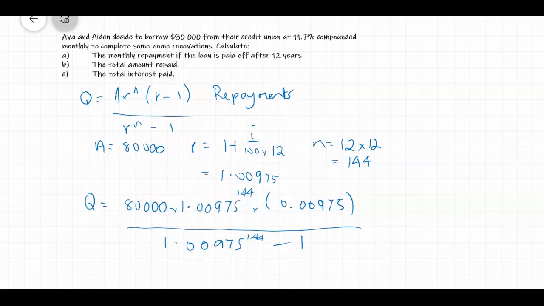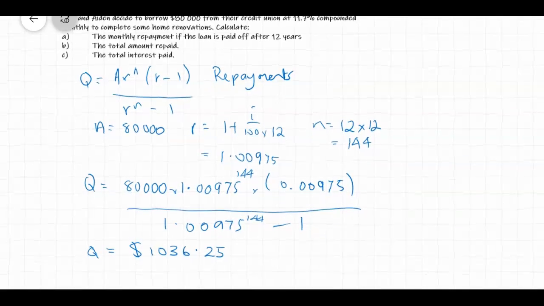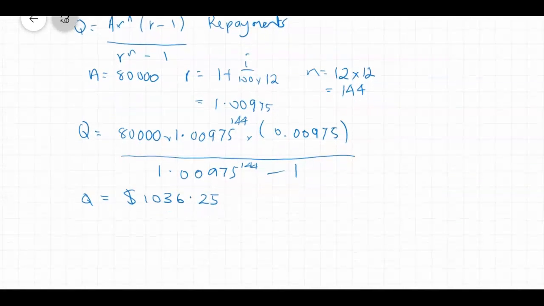So when I put all of that into my calculator very carefully, I come out with the answer of the repayments, Q being equal to $1,036.25. All right, so that's A. The monthly repayment that Ava and Aidan would need to pay that loan off in 12 years is $1,036.25 every month.